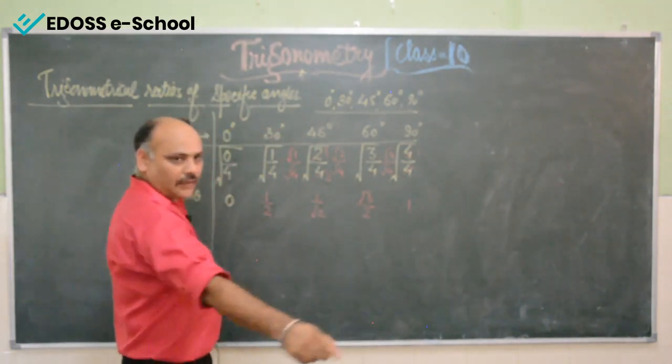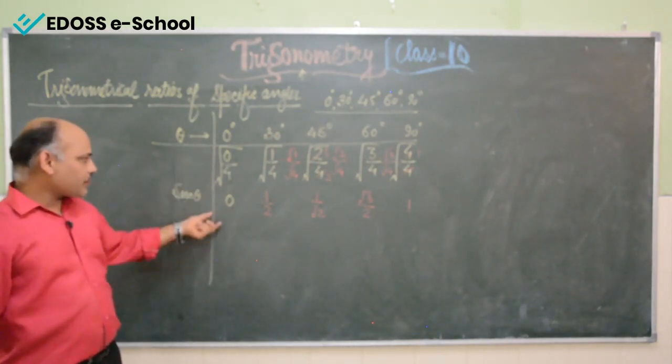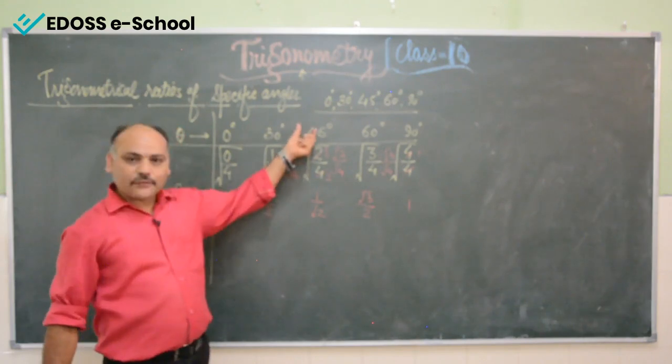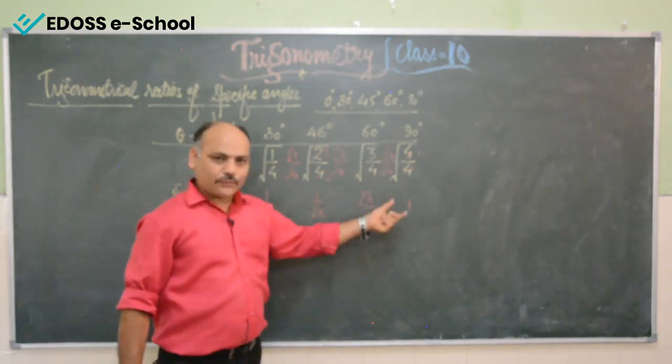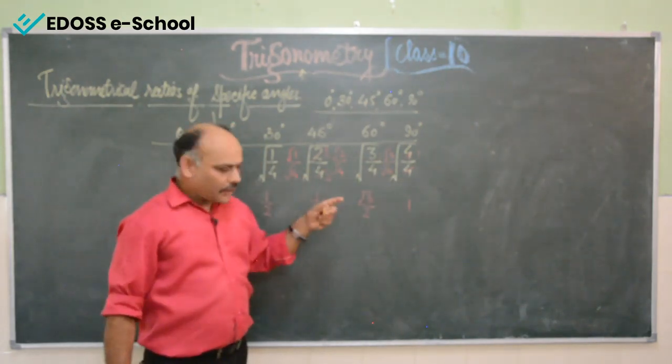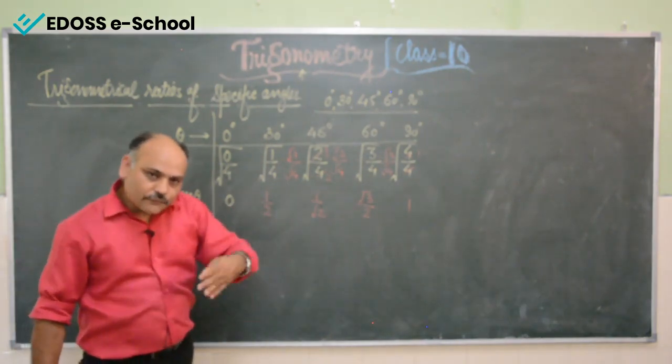This is the entire table of angles for sine theta. We can say sine 0 equals 0, sine 30 equals 1 by 2, sine 45 equals 1 by root 2, sine 60 is equal to under root 3 by 2, and sine 90 equals 1. This was the simplest step. Now with the help of only this sine, we can derive 5 more.